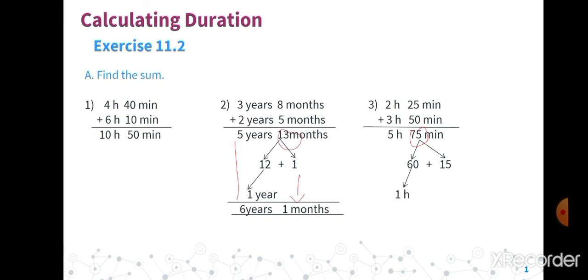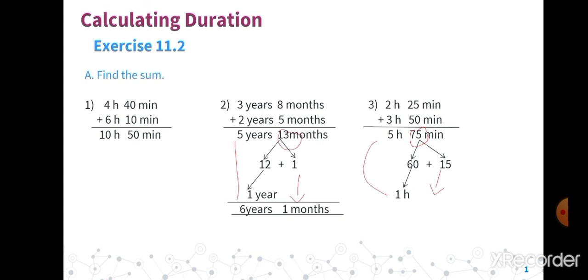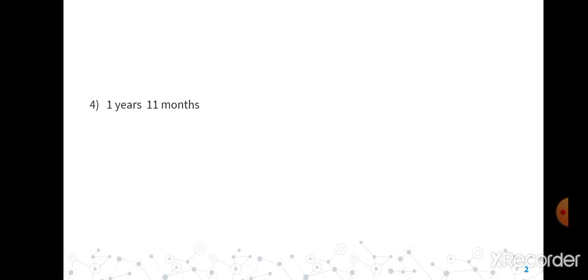Yes, this 1 hour will be added with this 5 and this 15 will come down. So what will be your next step? It will be 5 plus 1, 6 hours and 15 will come down as 15 minutes. Understood? Moving ahead, next is example number 4.